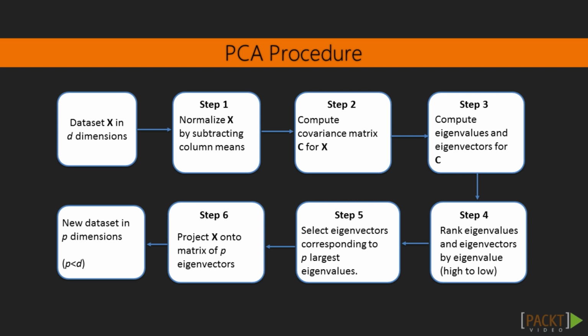Now let's take a look at the steps that PCA takes to actually do this. The first step is to normalize the data by subtracting the mean from each feature or column of the data matrix. Then the covariance matrix is computed for the normalized data matrix. Then the eigenvalues and eigenvectors are computed for the covariance matrix. Then the eigenvalues are ranked, and the p eigenvectors corresponding to the p largest eigenvalues are selected. Finally, the original dataset is projected onto a matrix composed of these p eigenvectors as columns. We end up with a transformed dataset with a dimensionality of p.